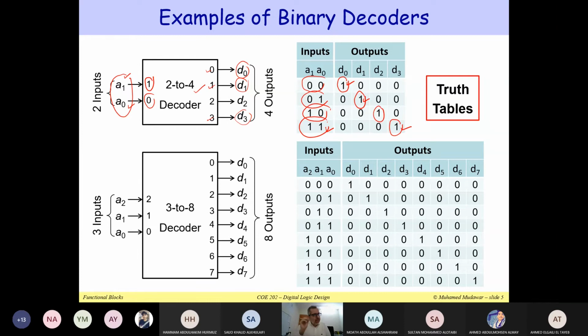So when you look at the input in binary as if it is actually a binary number, and you convert it from binary to decimal, you know exactly which one of these outputs must be equal to 1. So that's the truth table.